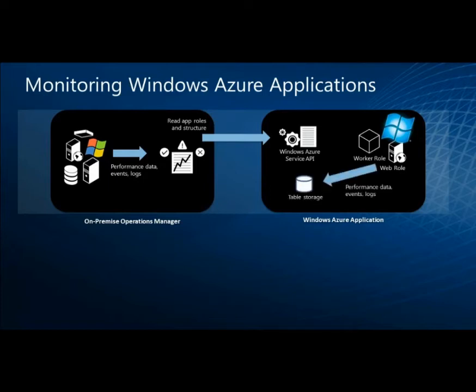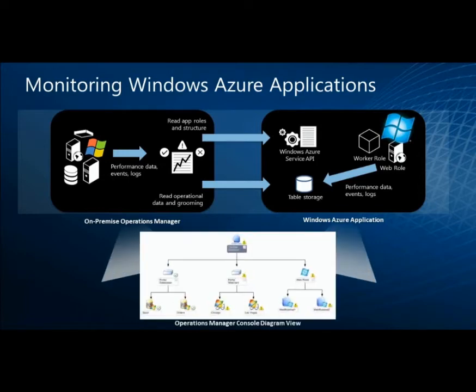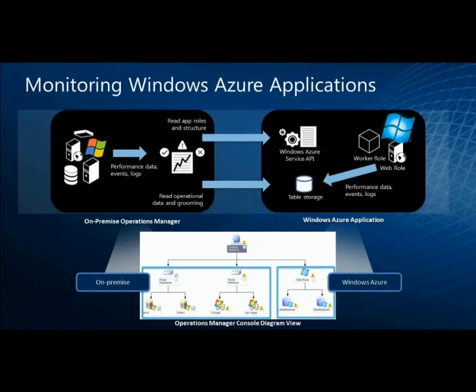Basically, the way it works is that once you turn the diagnostics module on, it writes out to table storage, and it writes out all the performance data, the events, and the logs that are coming through. Operations Manager, using the private key, public key, reads that information through the Windows Azure Service API, pulls it back into Operations Manager, and enables us to give a view across both. So we can build a diagram that shows how the Windows Azure part is working as well as how the on-premise application is running. And I'm going to show you how to do this in a demo as well. This part's on-premise, this part's in Windows Azure, but we have a diagram that spans both.